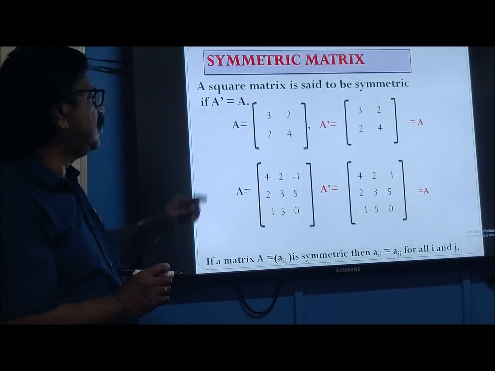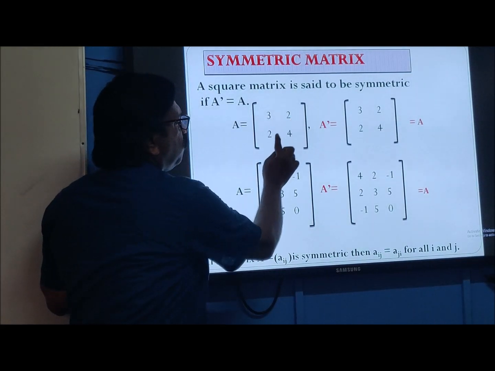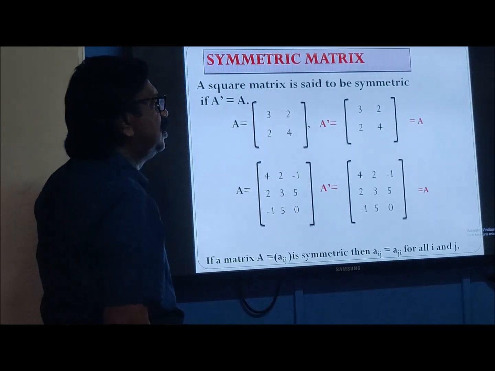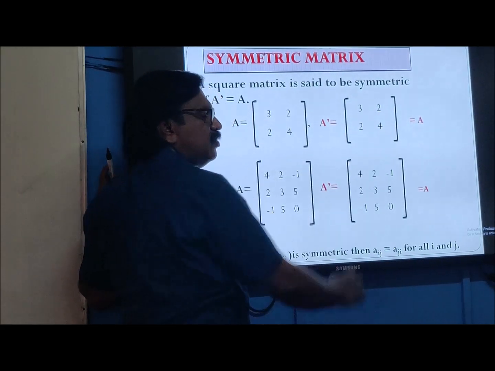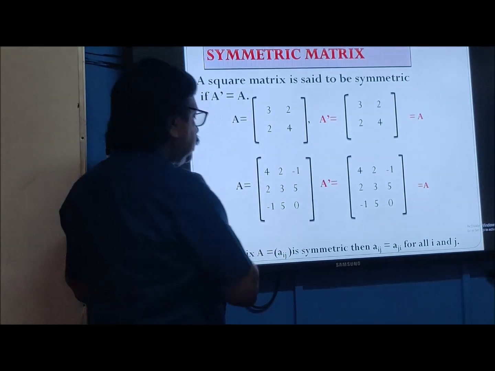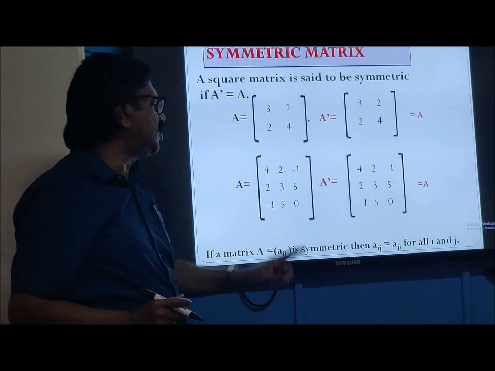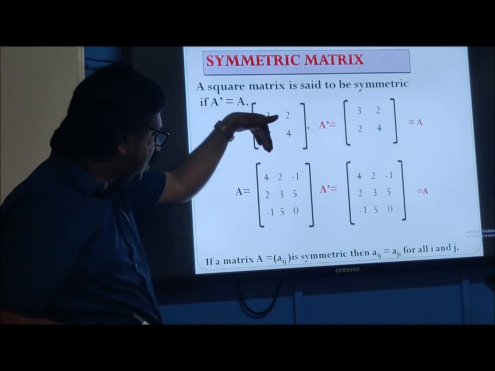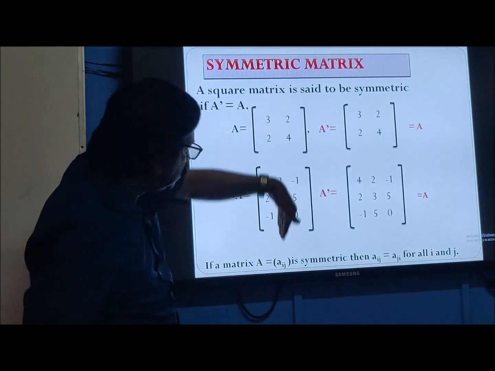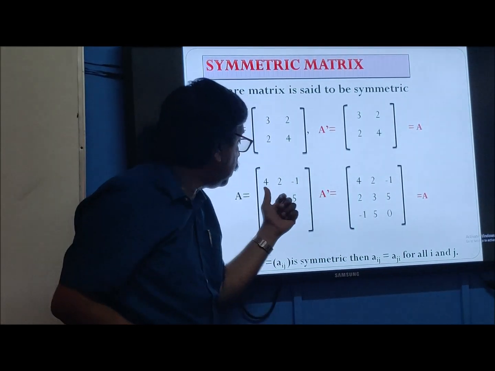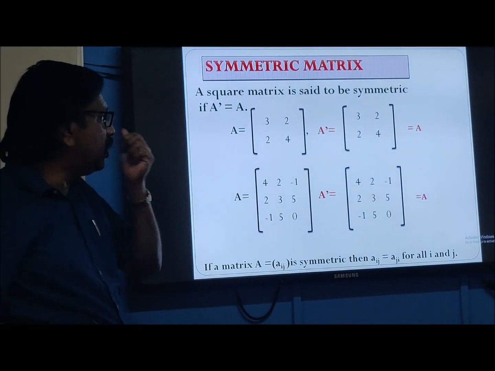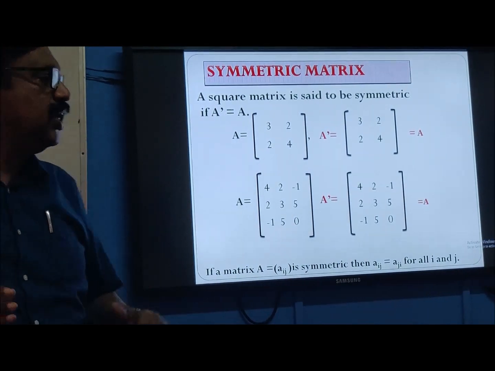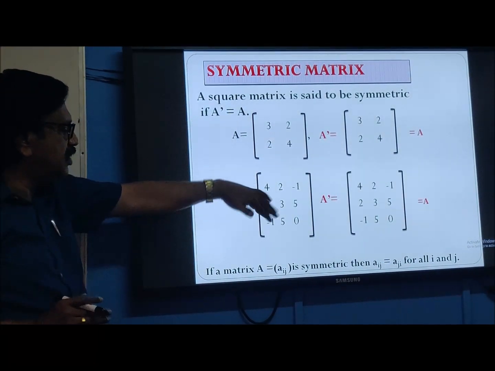You see one example. The matrix A is [3, 2; 2, 4]. If you are interchanging the rows and columns, A transpose is also [3, 2; 2, 4]. That is A itself. Another example, if A is the matrix [4, 2, minus 1; 2, 3, 5; minus 1, 5, 0], then A transpose, if you interchange the first row into first column, second row into second column, we will get the same matrix as the answer. Such matrices are what we call symmetric. If the transpose of a matrix is the same matrix, then it is symmetric.